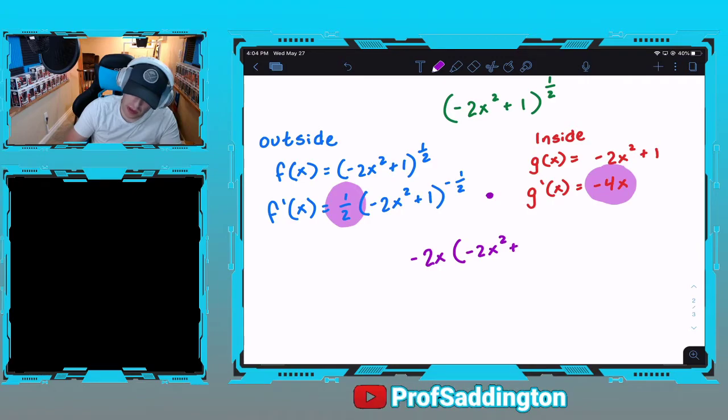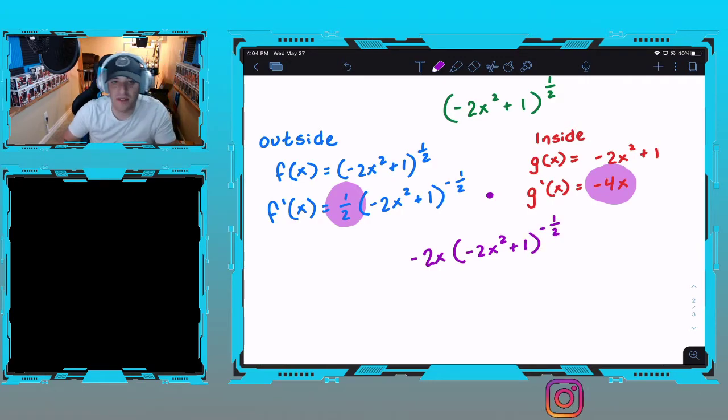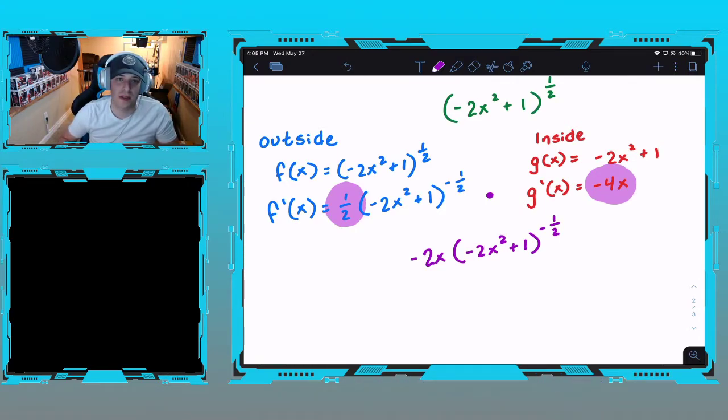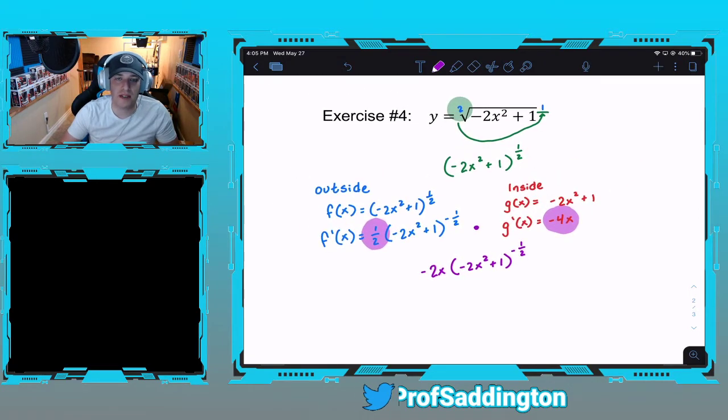I am not requiring you guys to simplify that down. If you happen to have to take pre-calc or calculus in your future, you may be asked to simplify that, but I don't care. I'm fine with this. Okay? So very similar to yesterday, it's just you have radicals today. So you're just changing it into a fractional exponent.